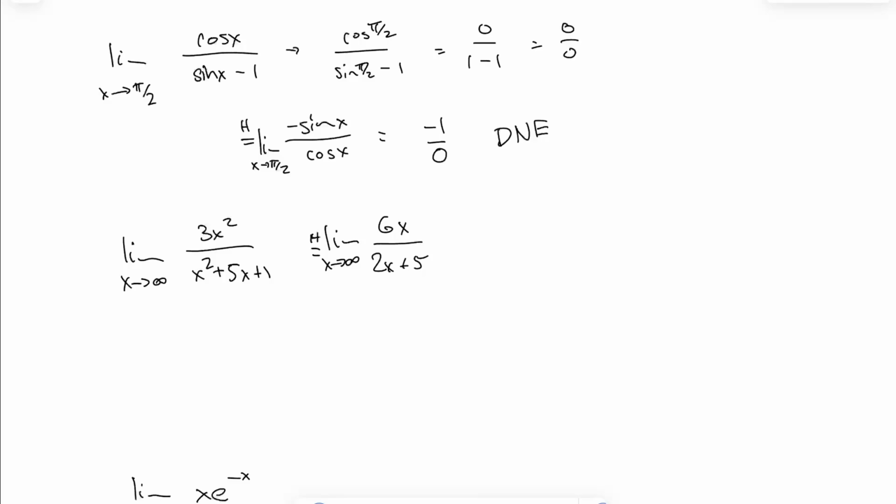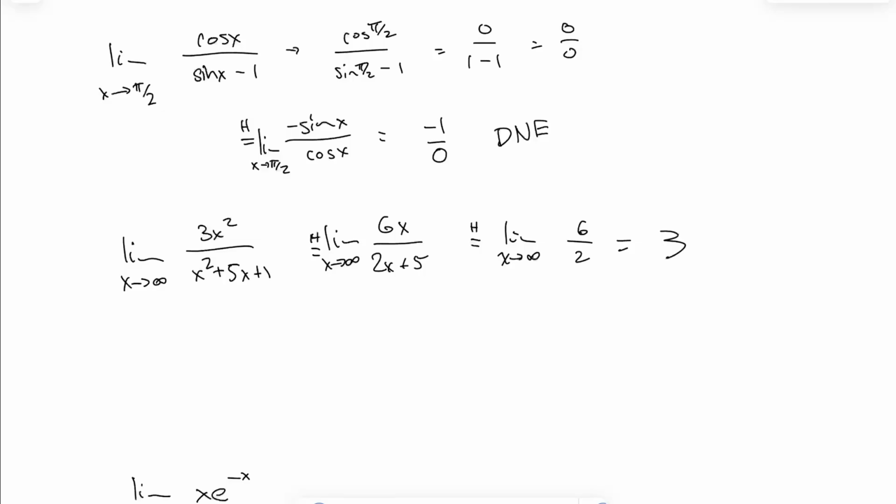And still at this point, the top and the bottom are both becoming infinite. And so I can do it again and get this time 6 over 2. And the answer is 3. I saw pretty much everybody worked that one out also.